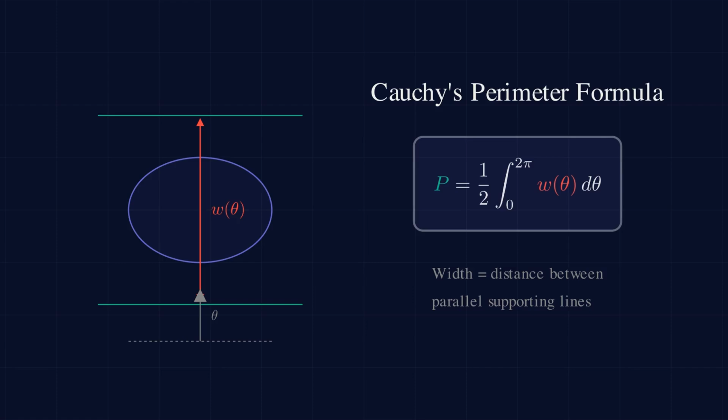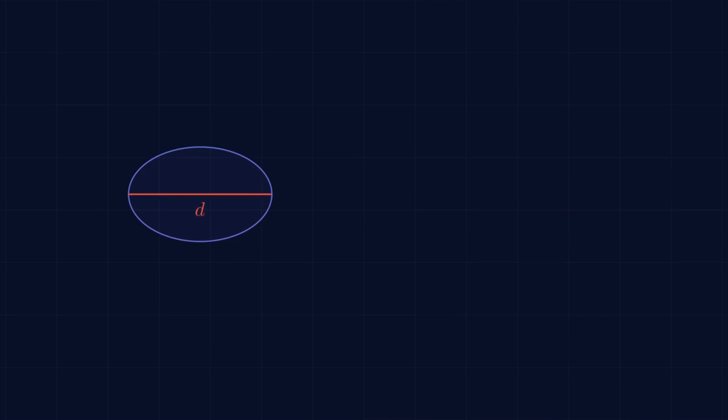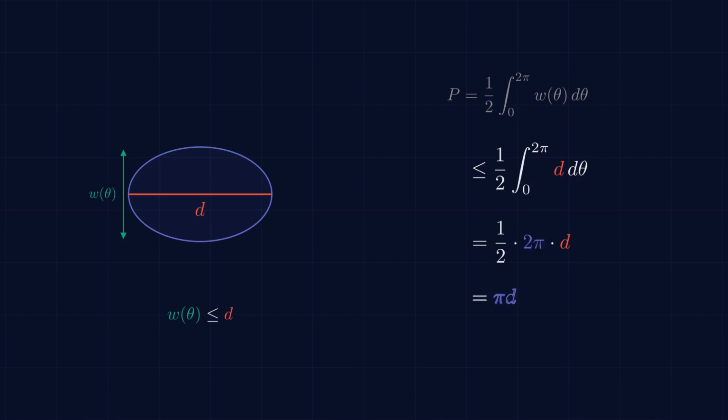Now here's the key observation. The width in any direction can never exceed the diameter. That's because width measures distance between parallel lines, while the diameter is the maximum over all chords, so W of theta is at most d for every theta. Plugging this into Cauchy's formula, the perimeter is at most 1/2 times 2 pi times d, which is just pi times d. And there it is.